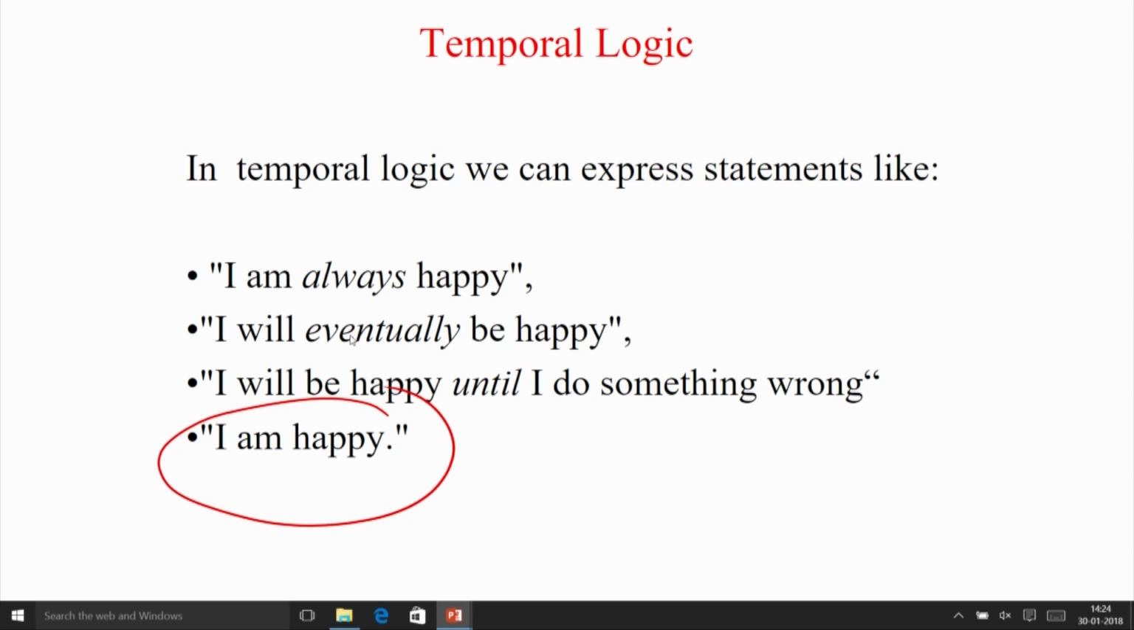So it is saying I am always happy, eventually happy, until. There is something which will be true in some state and false in some state. That is actually called the temporal property. And most of the formulas we will be writing today will be under temporal logic.